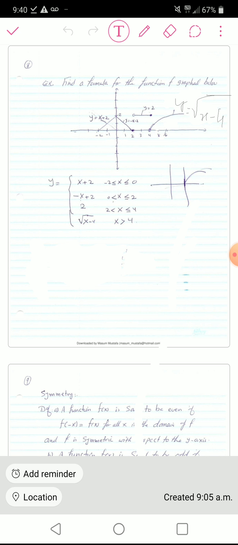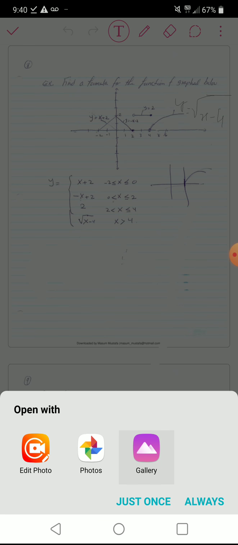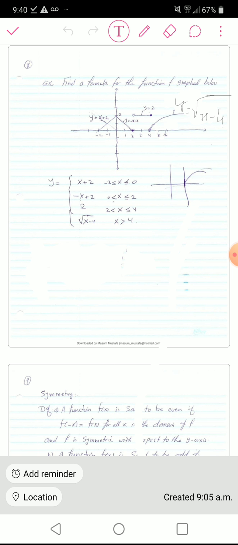So we see we have four graphs. The first one is from -2 to 0, the second one is 0 to 2, the third one is 2 to 4, and the last one is 4 to infinity. So we have four graphs given. We'll try to find the equation.